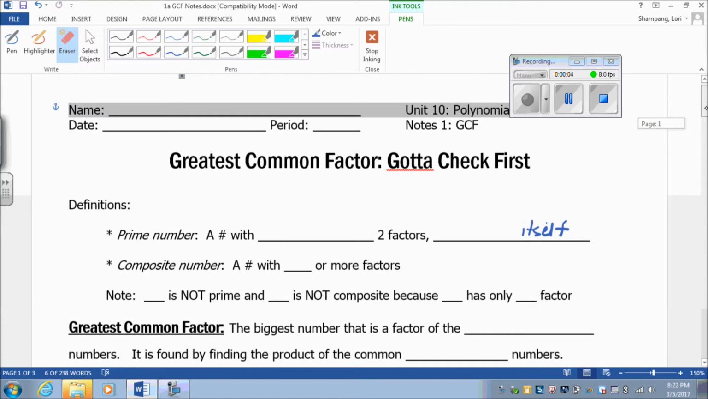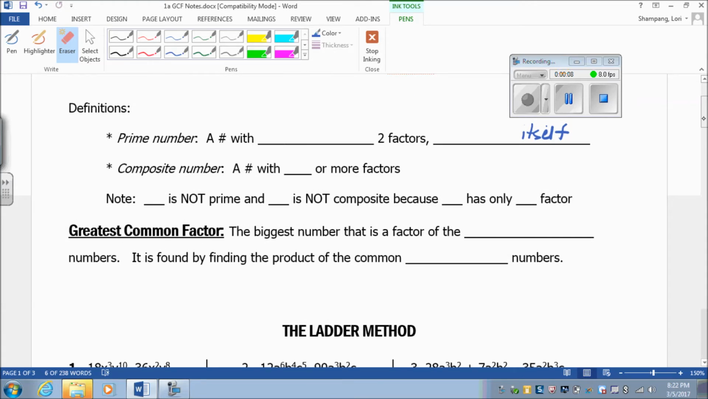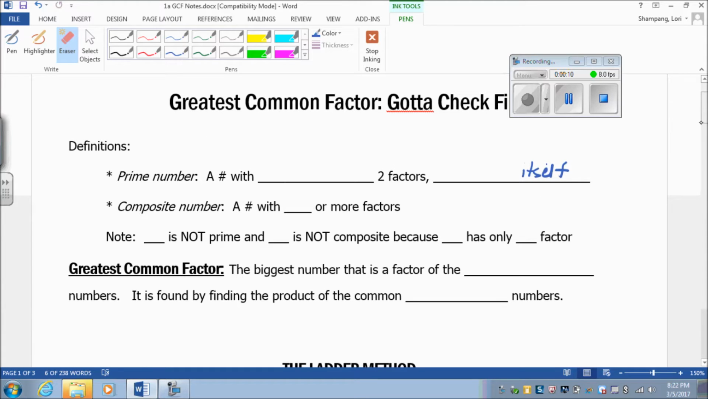Let's learn about greatest common factors. Let's start off with some definitions. A prime number is a number that has only two factors, and those two factors would be 1 and the number itself. Let's list down some prime numbers here.